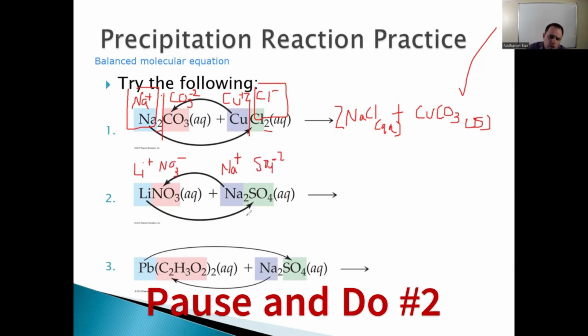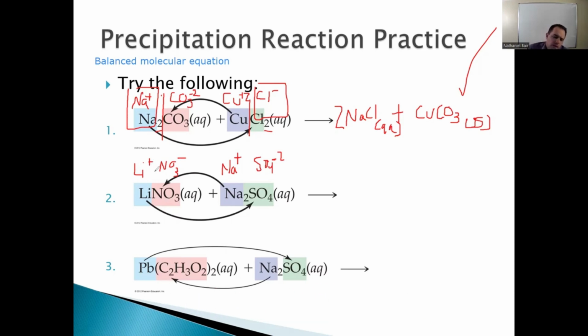So my first potential product, I'm taking lithium cations, putting it together with sulfate anions. Well, I'm going to need 2 lithiums to cancel out that sulfate. So my first potential product is Li2SO4. That's my first potential product. My next potential product, sodium cations with nitrate anions. So my next potential product is NaNO3. They go together great. NaNO3.